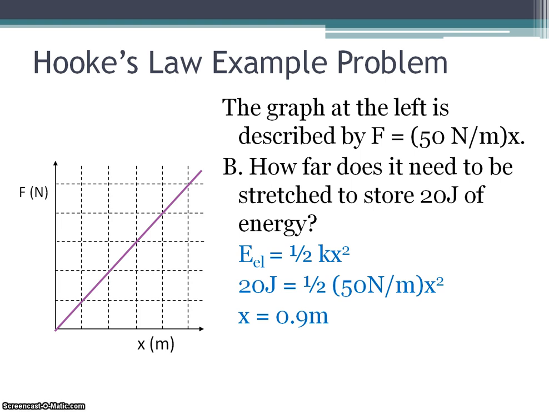They gave us the 20 joules of energy, so we put that in for E_EL. The subscript EL is for elastic, the capital E is for energy. So we have 20 joules here. We put in the 50 newtons per meter spring constant, and we solve for x. Occasionally I have students who forget to take the square root of their answer, so be sure that you do that. That would be our part B.